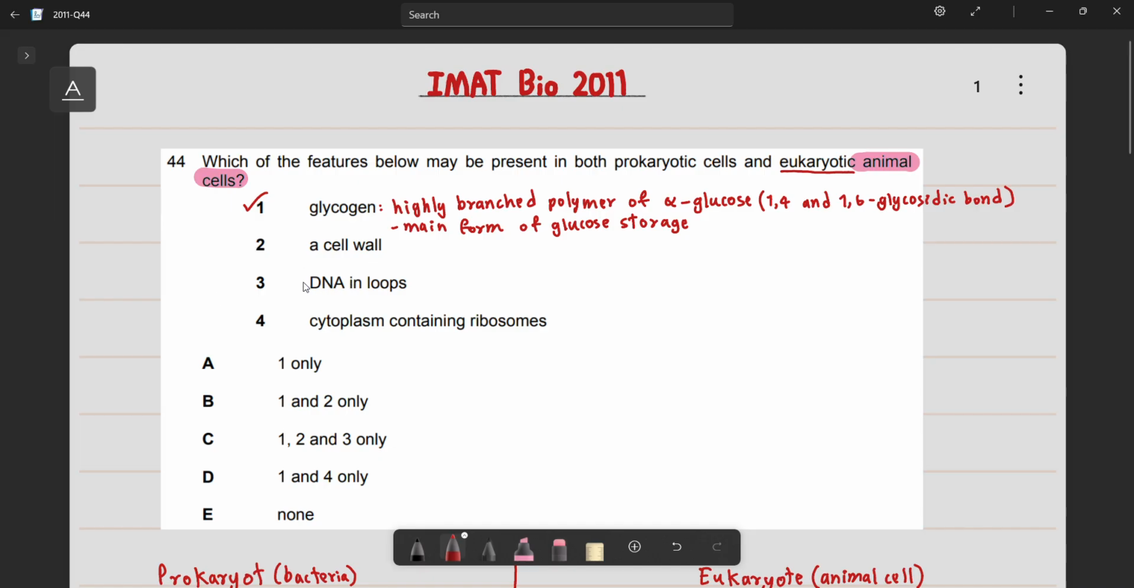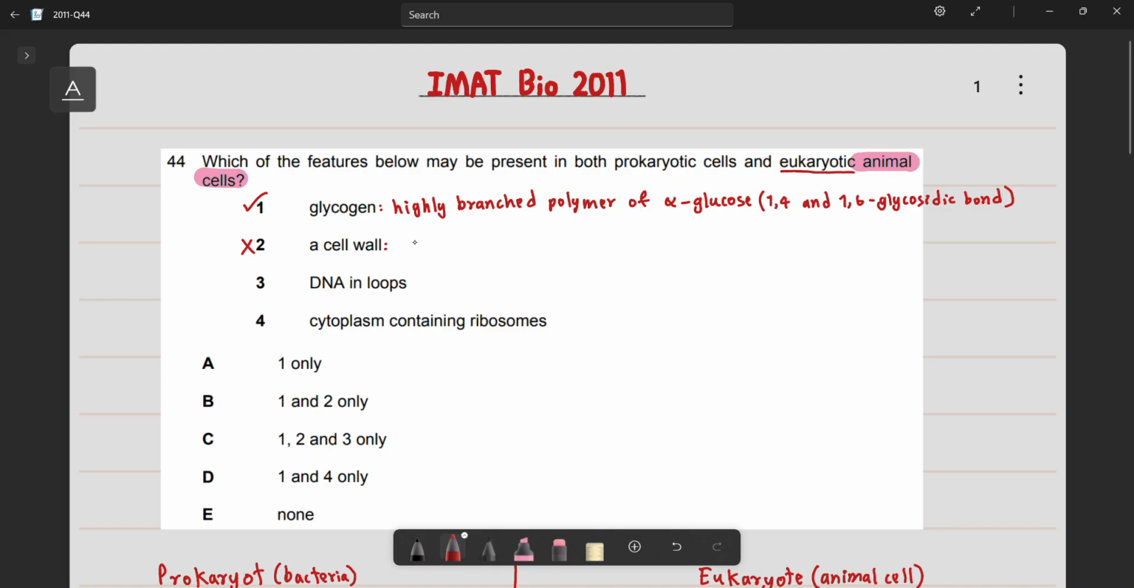Now moving forward with the cell wall. As I've mentioned before, the cell wall does exist in eukaryotes, but since the question focuses on animal cells, we can easily pinpoint this as wrong. But I'm still going to explain the general function and purpose of the cell wall in organisms like plants and bacteria.